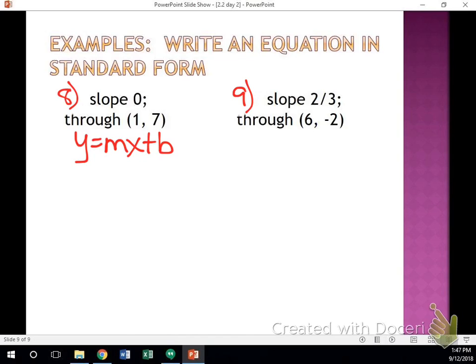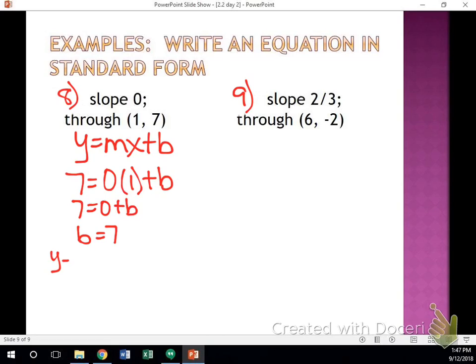What goes in for y? 7. Equals. What goes in for m? 0. In for x is 1, plus b on the end. 0 times 1 is 0. So what does b equal? 7. All right. We go back up to the original form again. We only plug in m and b. It's confusing. y equals, what goes in for m? 0. Can you even have 0x? 0 times x plus 7.